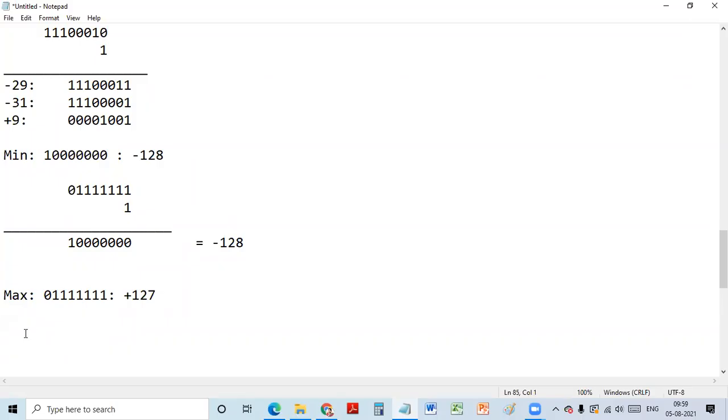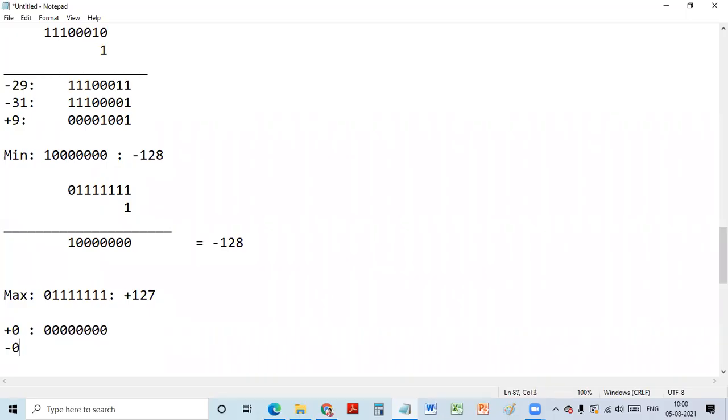So whatever disadvantages were in sign magnitude form, where we have to treat the sign bit separately, here you need not treat the sign bit separately. And the second disadvantage, zero has 2 representations. Let us see whether here it is having 2 representations for 0 or not. So what is plus 0? 0, 0, 0, 0, 0, 0, 0, 0.